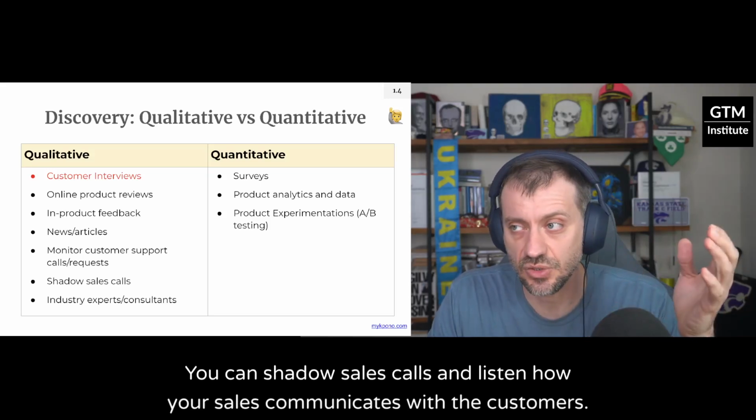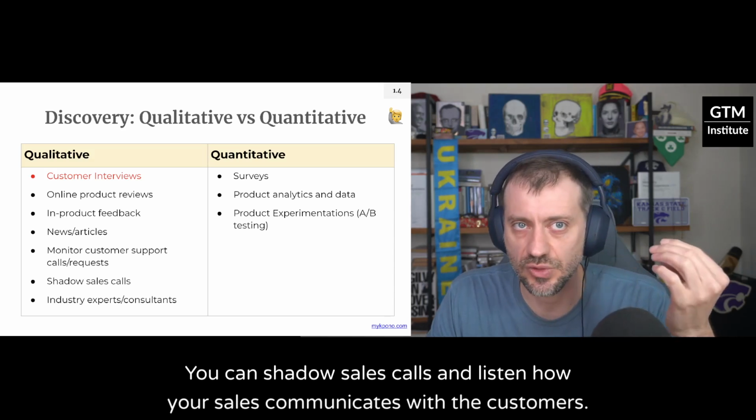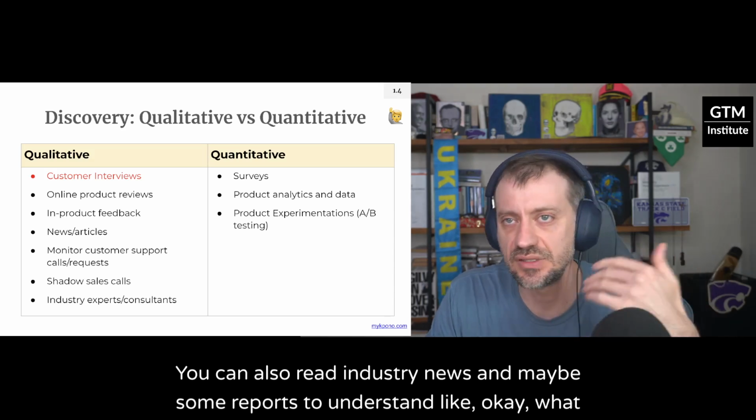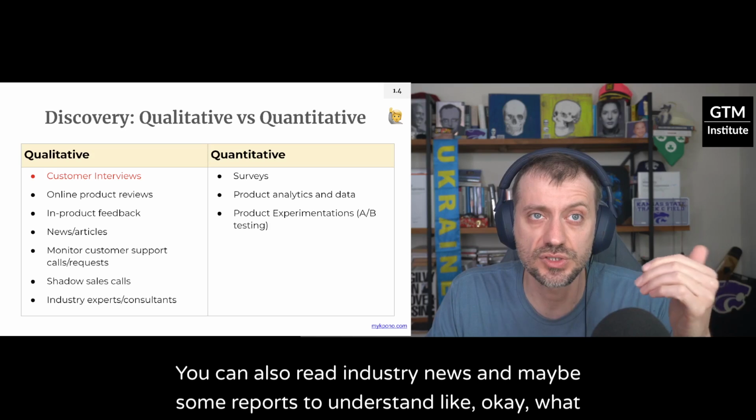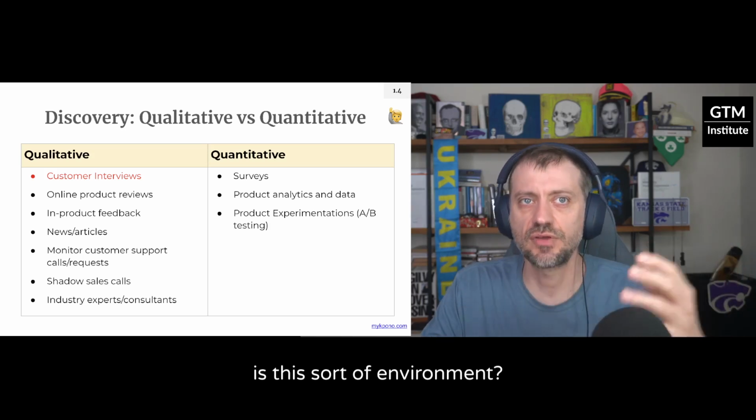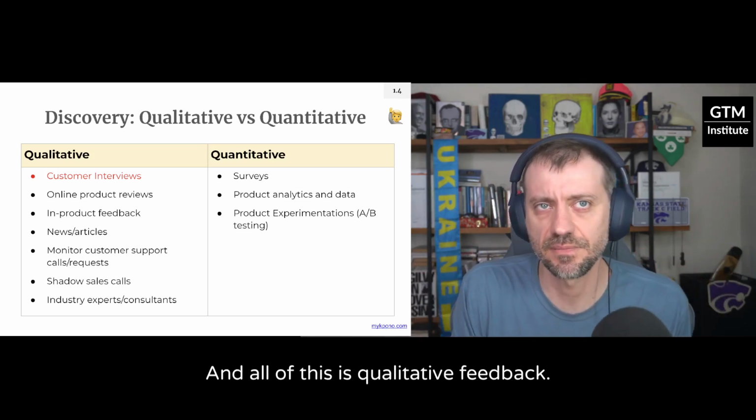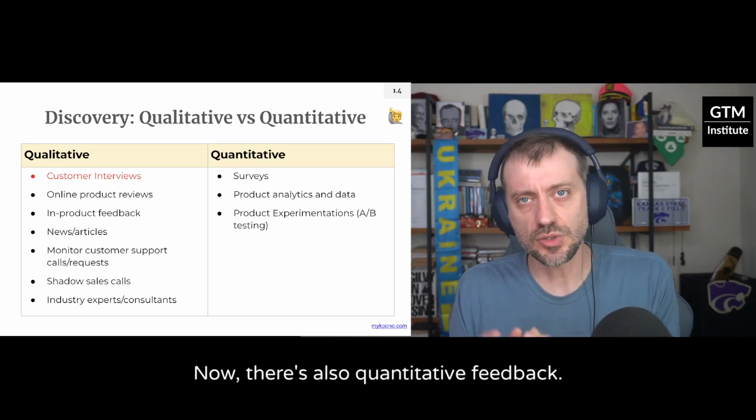You can shadow sales calls and listen to how your sales team communicates with the customers. You can also read industry news and maybe some reports to understand, like, okay, what is this sort of environment? And all of this is qualitative feedback. Now, there's also quantitative feedback.